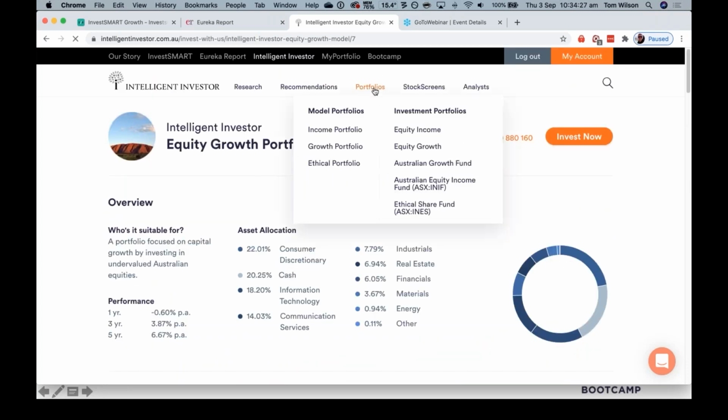They also offer, you can actually hop onto your broker, like the ComSec or whoever you use, NavTrade, and they've got some of their funds here listed. So you can buy and sell these like an ETF, and the code is INIF for the equity income, and then the ethical share fund is INES. And you may have seen that they're in the process of listing the growth fund. So that's going to have the code IIGF.